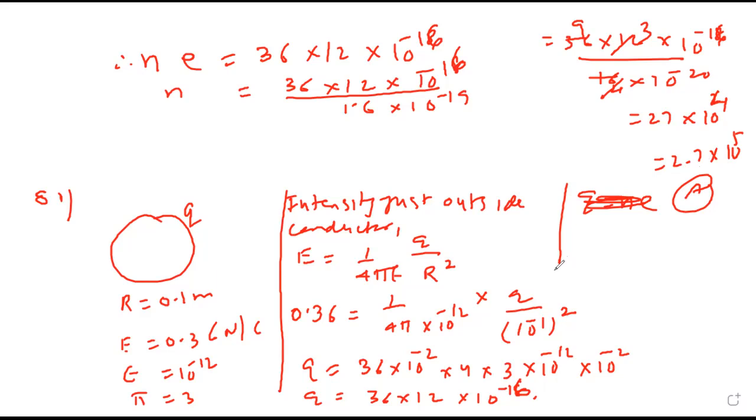Done, na? Eighty-one is done. Then please tell. I'm clearing. Everybody has written. Yes, sir. Okay. 82.